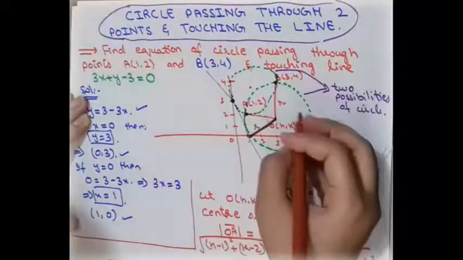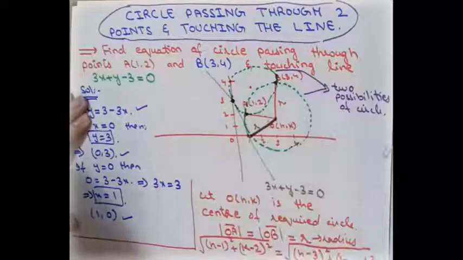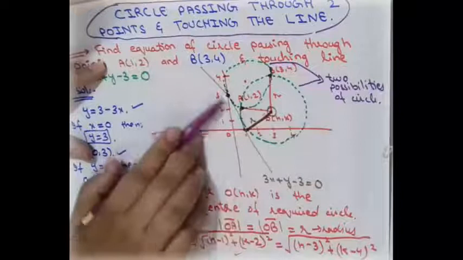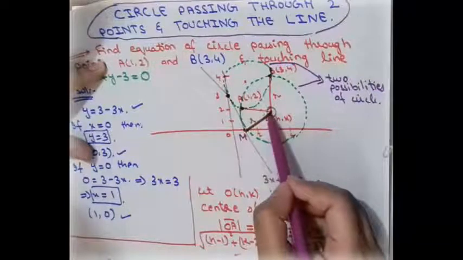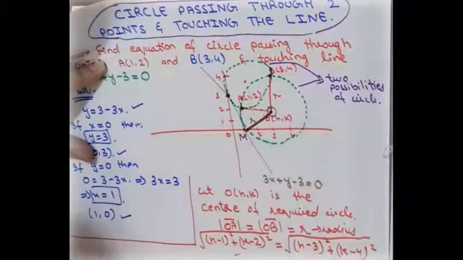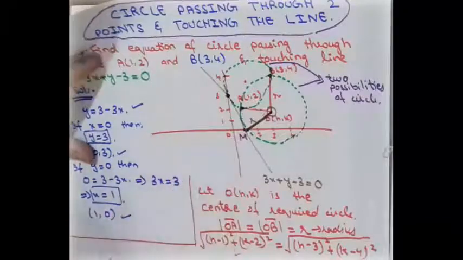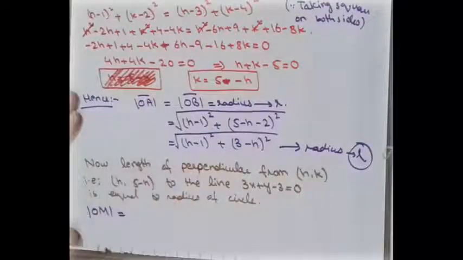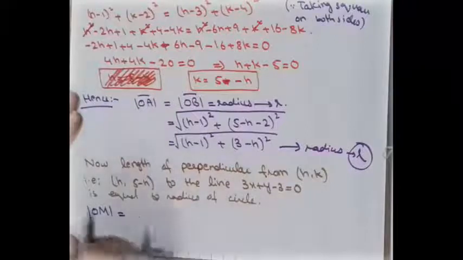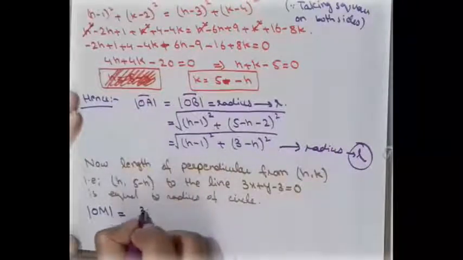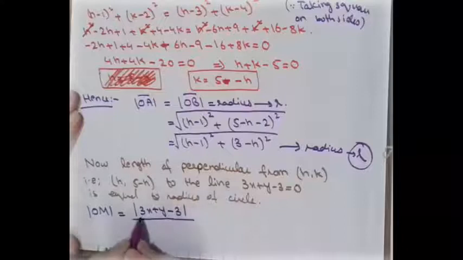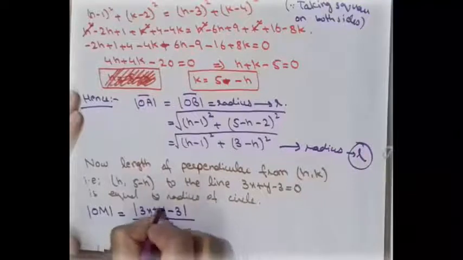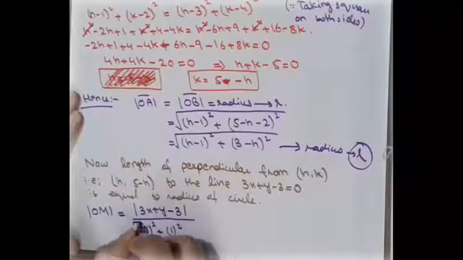Now to find the distance between a point and a line, basically this line touches the given line at a point called M. So we have to find the distance between a point O and the line at the point M, OM. For finding the distance between a point and a line, the given equation is the magnitude of 3x plus y minus 3, divided by the square root of the squares of the coefficients of x and y, meaning 3 squared plus the coefficient of y, 1 squared, under the radical sign.